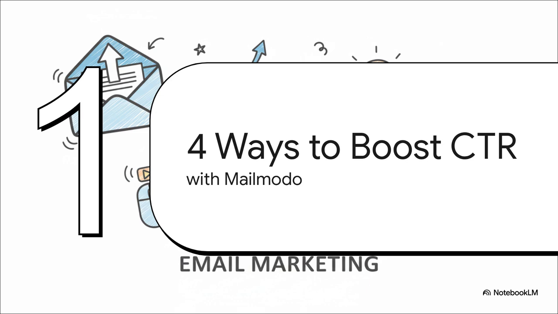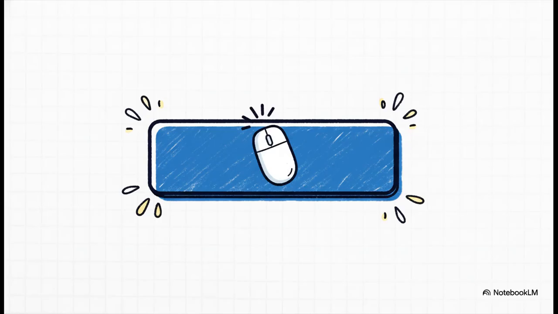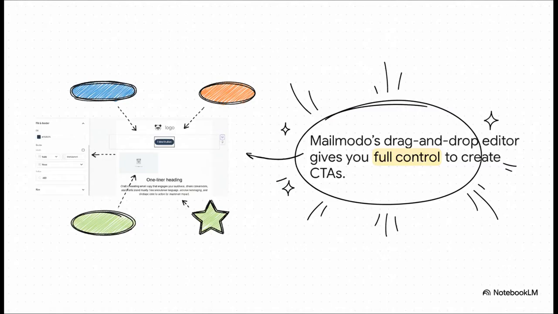All right, now for the good stuff, the solutions. We're going to tackle each one of those problems head-on with 4 specific, actionable methods you can start using right away with a tool like Mailmodo. This is where we go from theory to actual results. First up, and this is probably the most critical piece of the puzzle, your call to action, or CTA. If your reader has no idea where to click or why they should even bother, they're just not gonna.